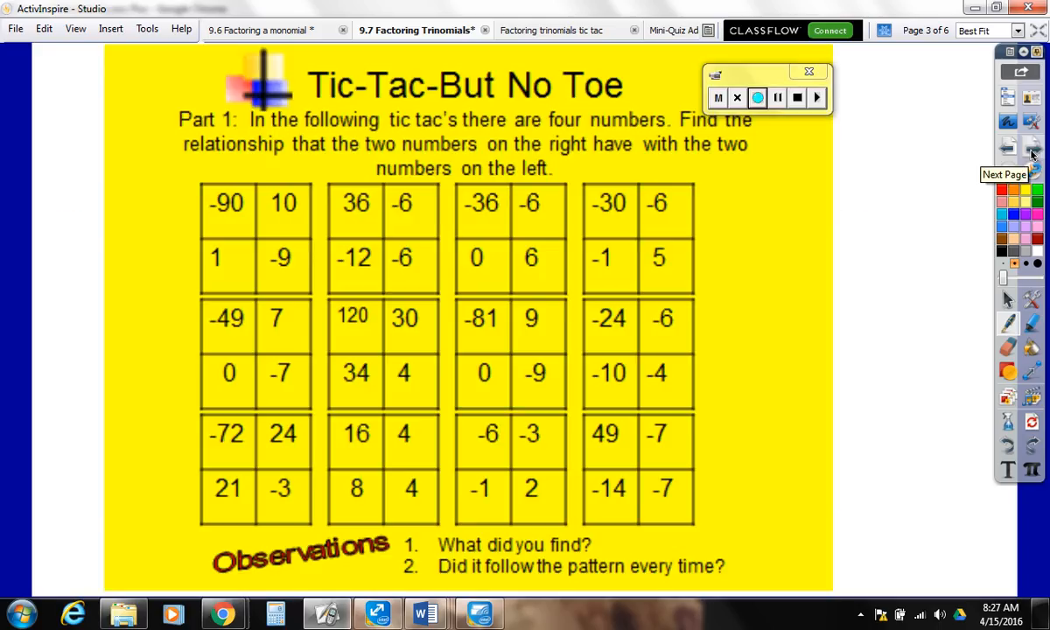Okay, the first thing that I want you to do, today's lesson is kind of like a puzzle or a game. So it's kind of fun. So it'll be a good Friday lesson, I think.